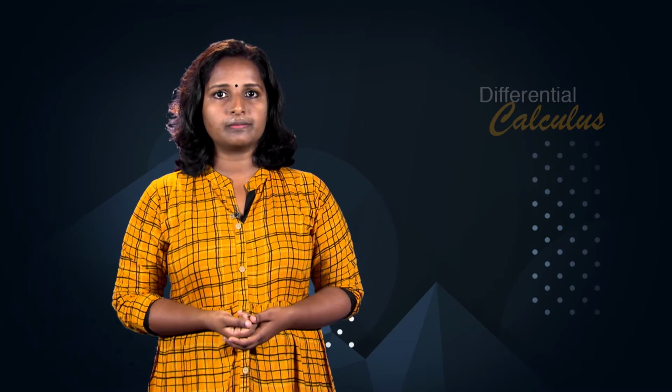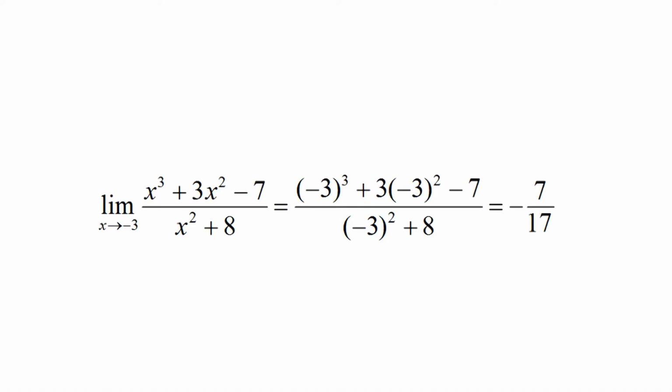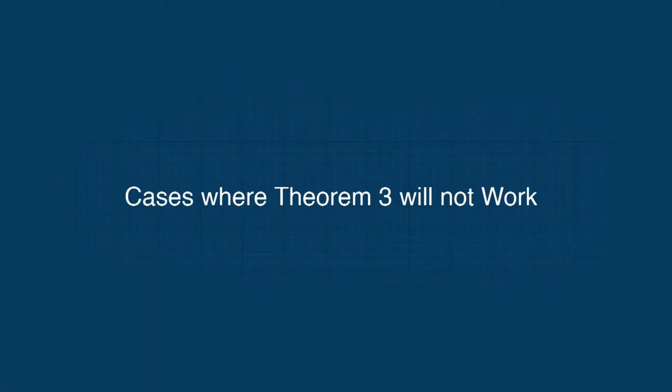In particular, substituting x equal to negative 3 in the rational function, we have the limit of (x cube plus 3x square minus 7) upon (x square plus 8) as x approaches negative 3 equal to (negative 3 whole cube plus 3 times negative 3 whole square minus 7) upon (negative 3 whole square plus 8) equal to negative 7 upon 70. Cases where theorem 3 will not work.